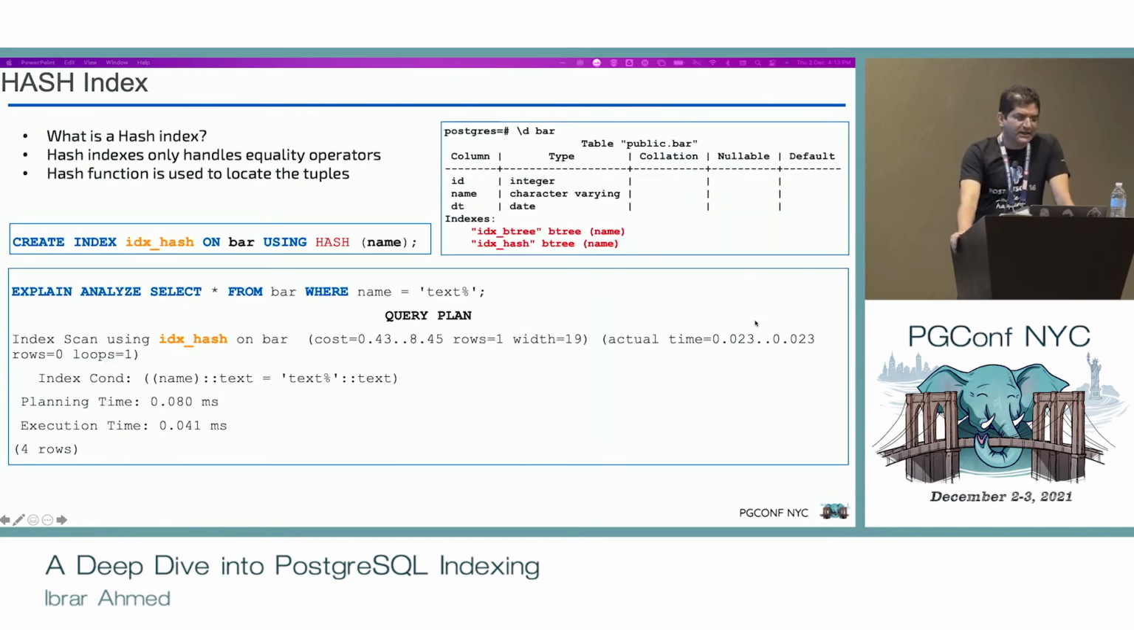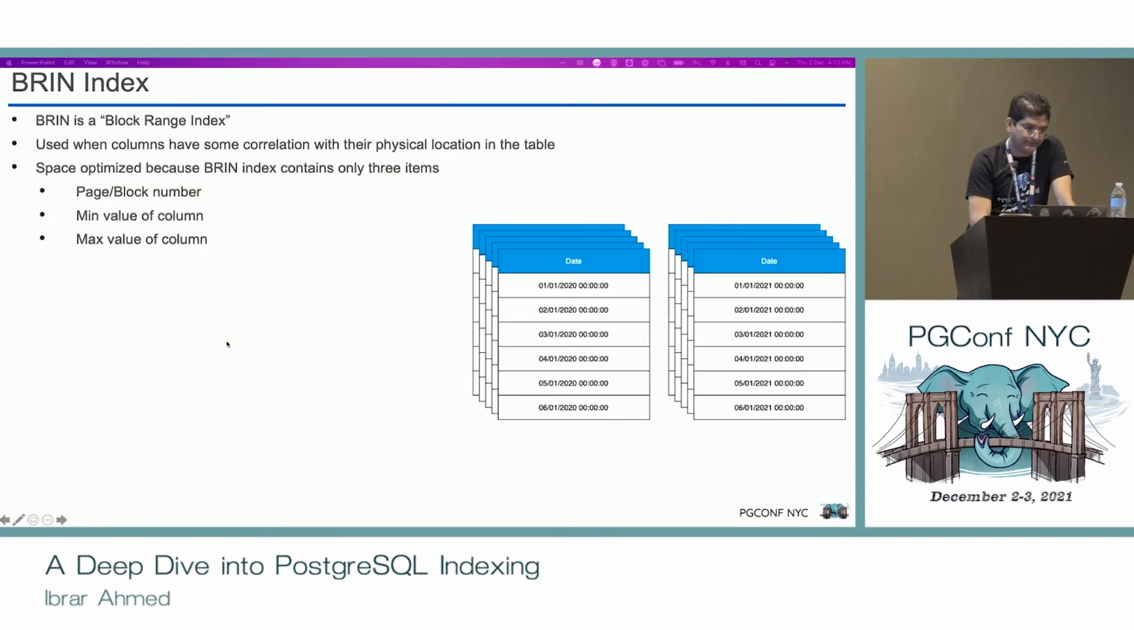Here, what is the hash index? Hash index only handles the equality operator. I just talked about that. A hash function is used to locate the tuple. It directly locates the tuple. So here you can see create index using hash. I just wrote using hash. So you can see using hash is used and it directly reads the tuple from the data.